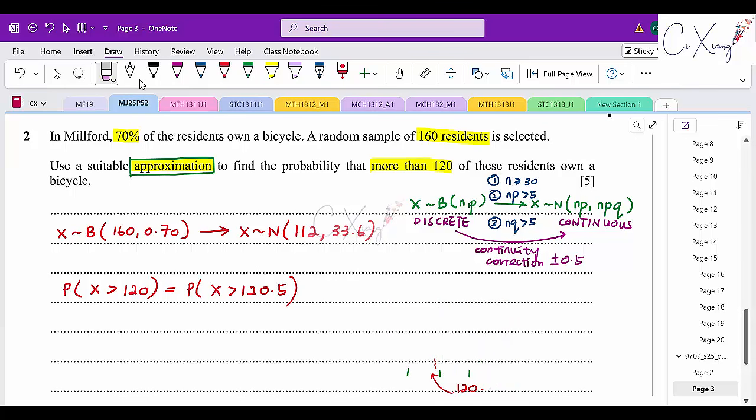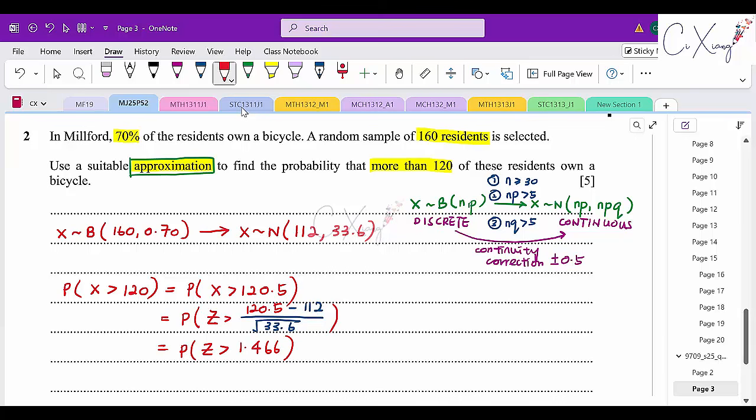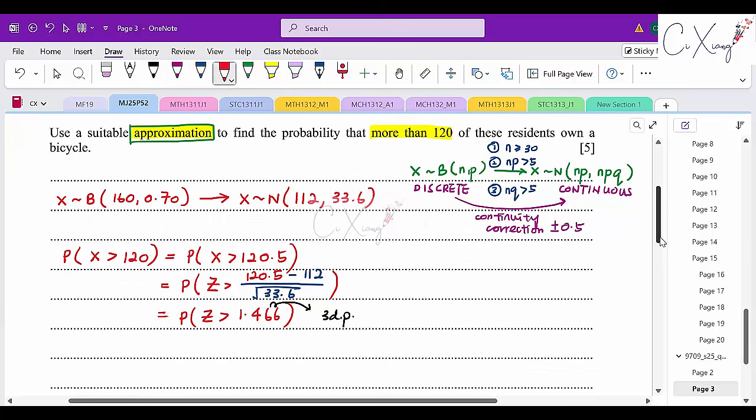Now we have a normal distribution, so to calculate the probability, of course, you have to standardize it, changing it to Z. So you take 120.5, minus the mean, which is 112, divided by the standard deviation, square root of 33.6. This is the process of standardization. Then you get the value of Z, which should be 1.466. A reminder: this value is to 3 decimal places because our accuracy for the Z table is up to 3 decimal places.